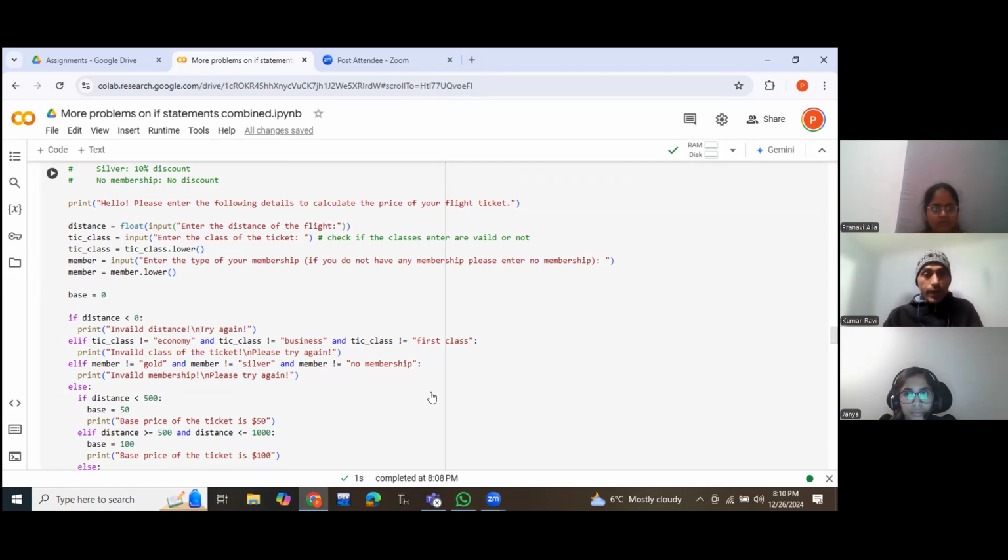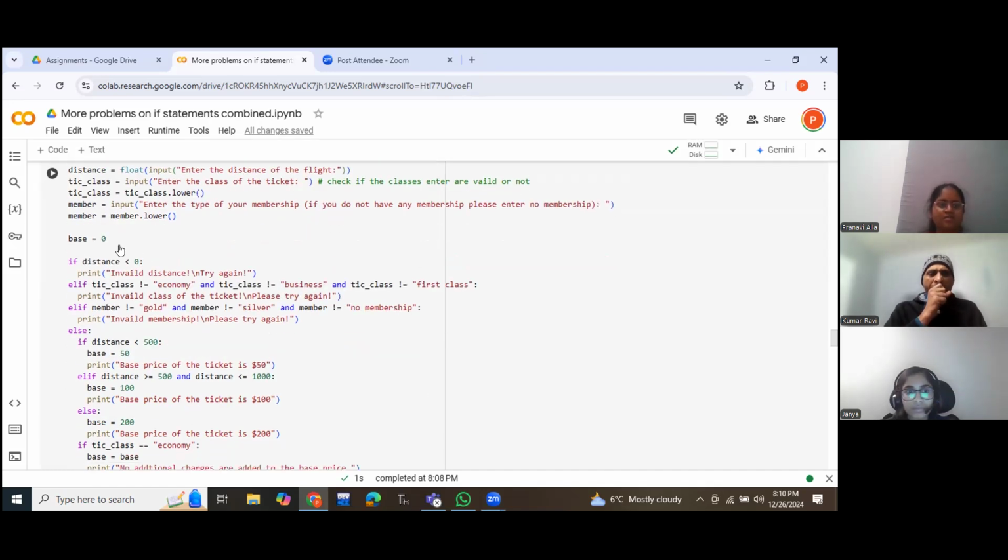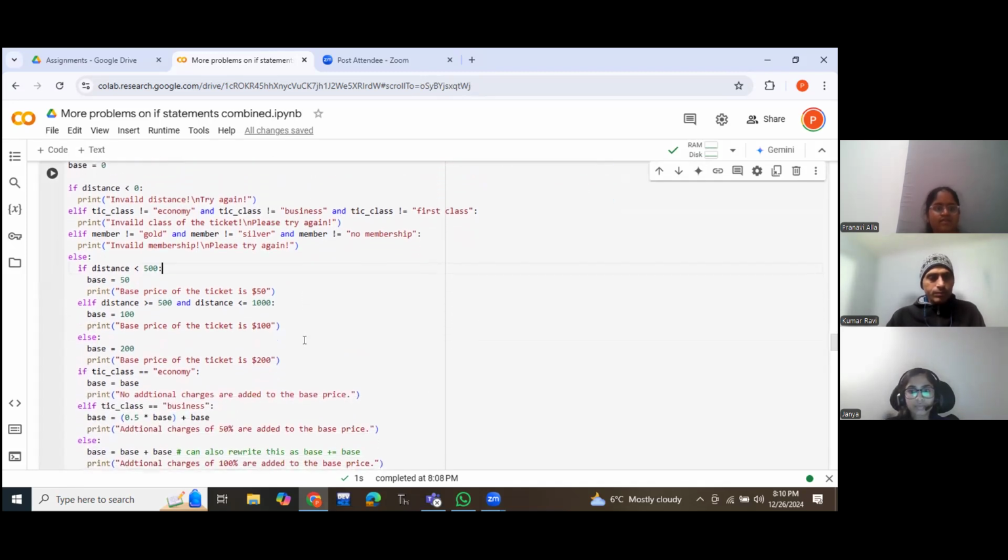So here it is good practice to have everything. You have the distance of the flight and ticket class, and then you have membership. Okay, you have taken everything. First, base is my base price. Base is zero. If distance is zero, invalid. Distance less than zero. I should keep less than or equal to. Yes, sir. Now if it is not economy, not business, not first class, invalid class of ticket. Please try again.